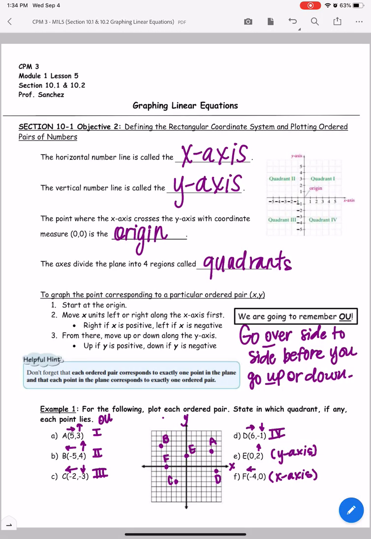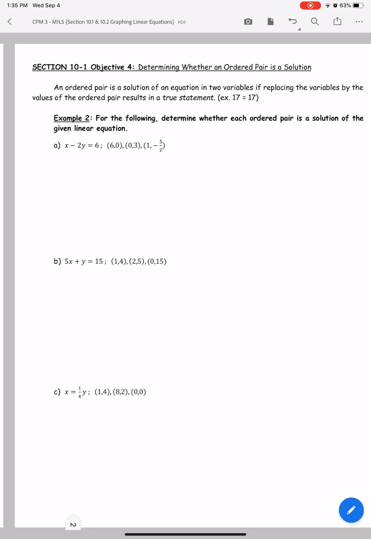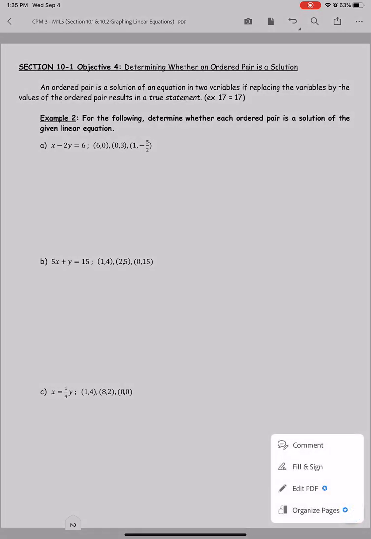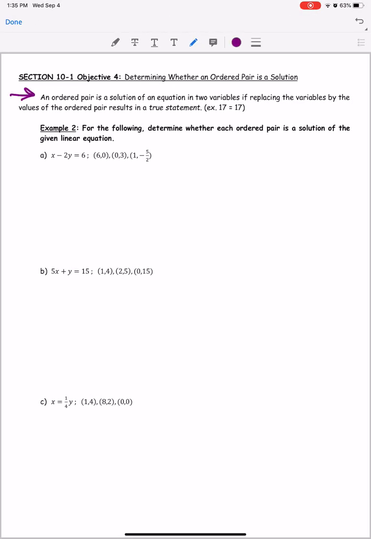All right, page 1 done. Page 2, determining whether an ordered pair is a solution. So it says right here, an ordered pair is a solution of the equation in 2 variables if replacing the variables by the value of the ordered pair results in a true statement. So something like 17 equals 17. That's a true statement. 17 does equal 17. If you get anything else, like let's say 17 equals 16, those are not equal, and so that means that's not an ordered pair.